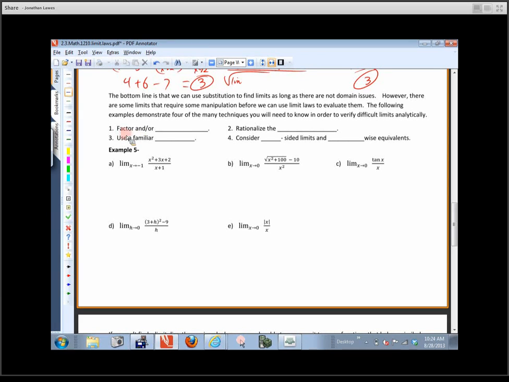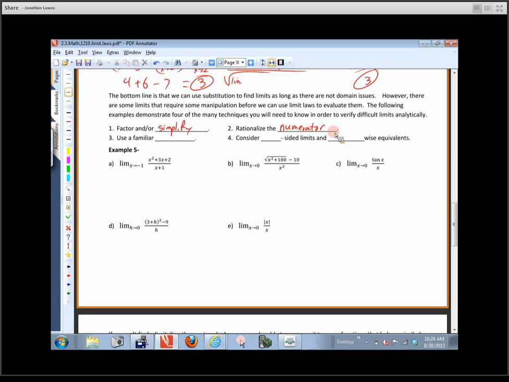So what we're going to do is we're going to factor and or we'll simplify. So is it possible to factor it and simplify it so you can do it by substitution? Our goal is to get it to a point where through algebra we can do it by substitution and we can know for a fact what it is. We might rationalize the numerator.